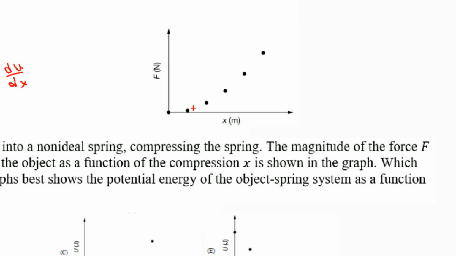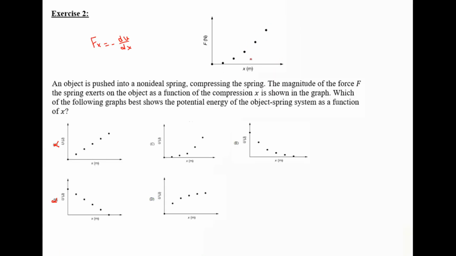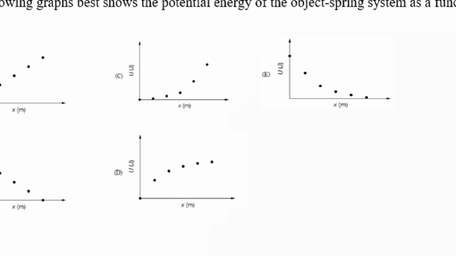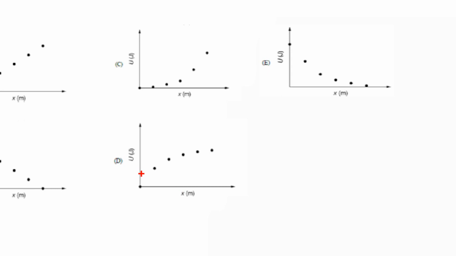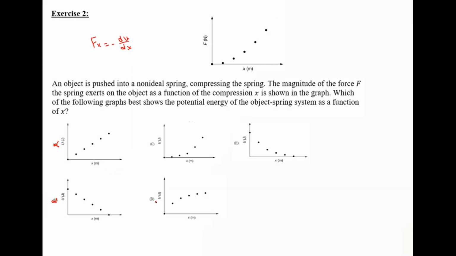Now the magnitude of f increases, which means the magnitude of the slope should be increasing. Let me start, for example, with D. Then let's do the slope for this graph. The tangent here is something like that, and it's something like that, which means the slope is decreasing. For this reason, we can directly eliminate D.